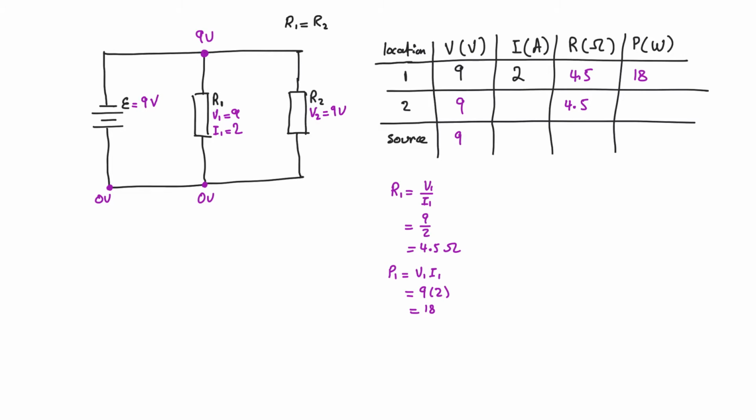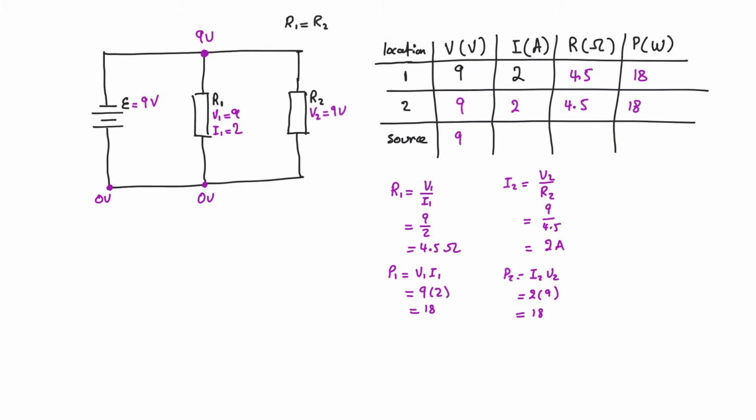I know that this is 4.5 ohms, and based on this I can find the current and the power. So to find the current, I2 is going to equal V2 over R2, and that is 9 over 4.5, which will give me 2 amps here. So I can put that value in here. And I can find the power at point 2, which is I2 V2 or V2 I2. And that comes out to be 2 multiplied by 9, which gives me 18 watts of power here as well.